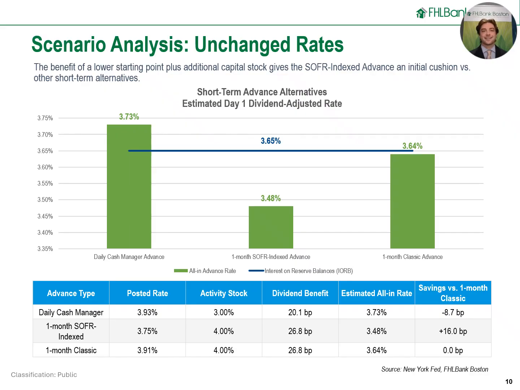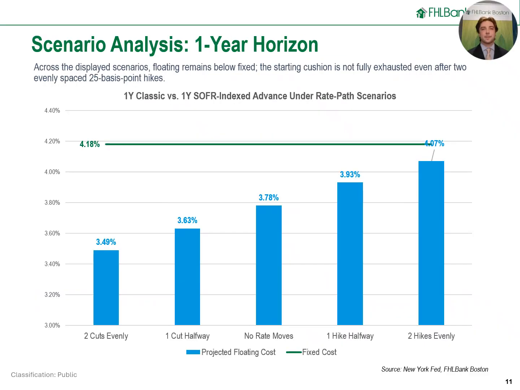Now we stress it. Here is the dynamic test. We are comparing the full term cost of a 1 year classic to a 1 year SOFR indexed advance under 5 Fed funds scenarios. Here we are back to comparing sticker prices as opposed to all-in post-dividend cost as we did on the last slide. The 1 year classic stays at 4.18% over the term. The modeled SOFR index cost runs from 3.49% with 2 evenly spaced cuts to 3.78% with no moves from the Fed to 4.07% even with 2 evenly spaced 25 basis point hikes.